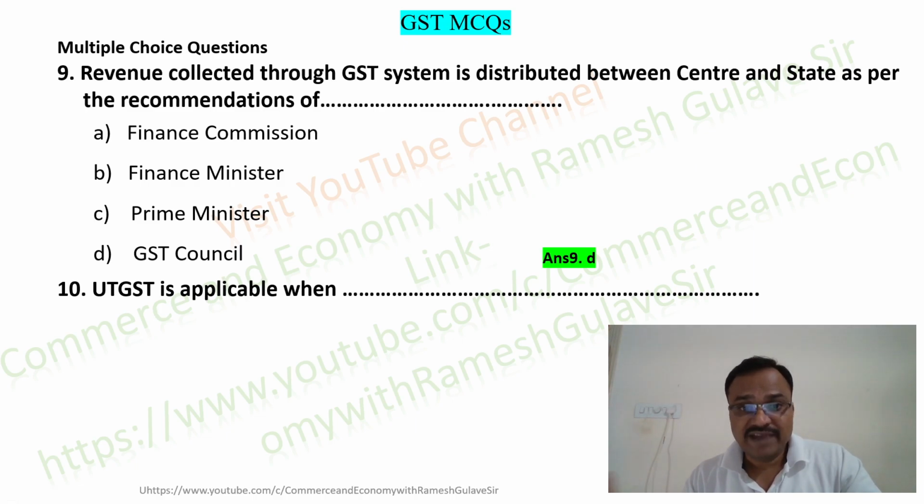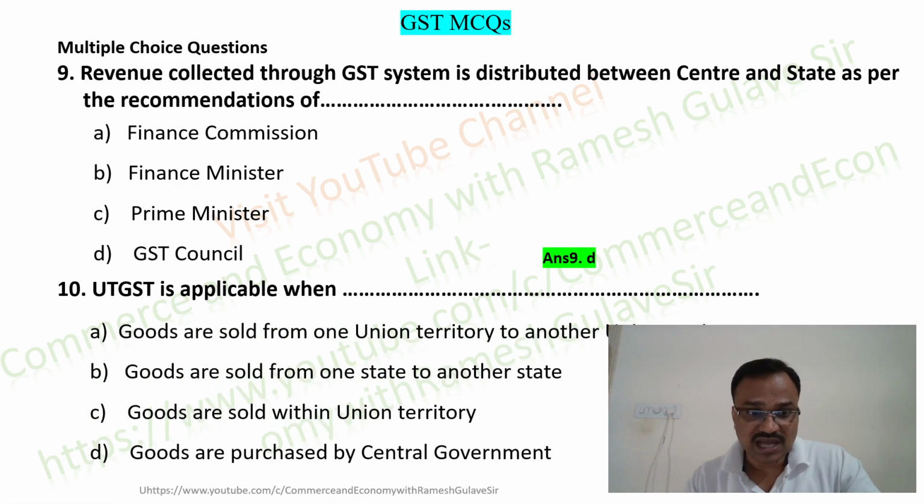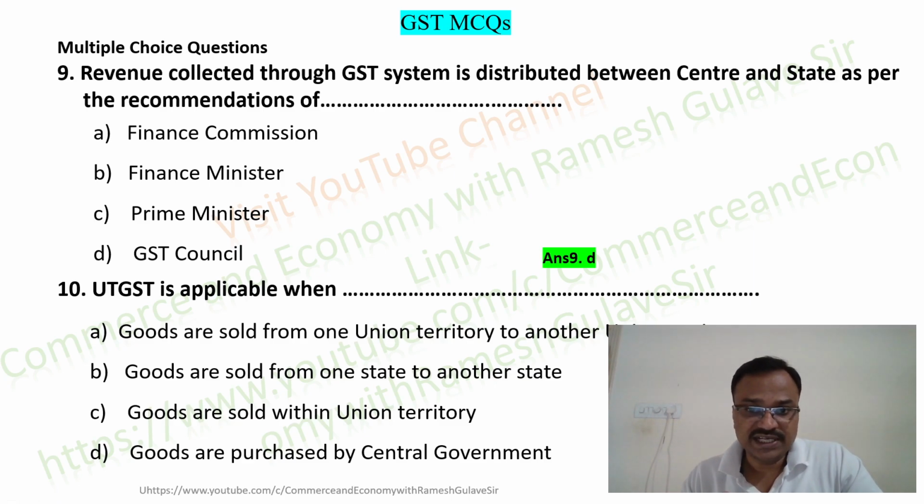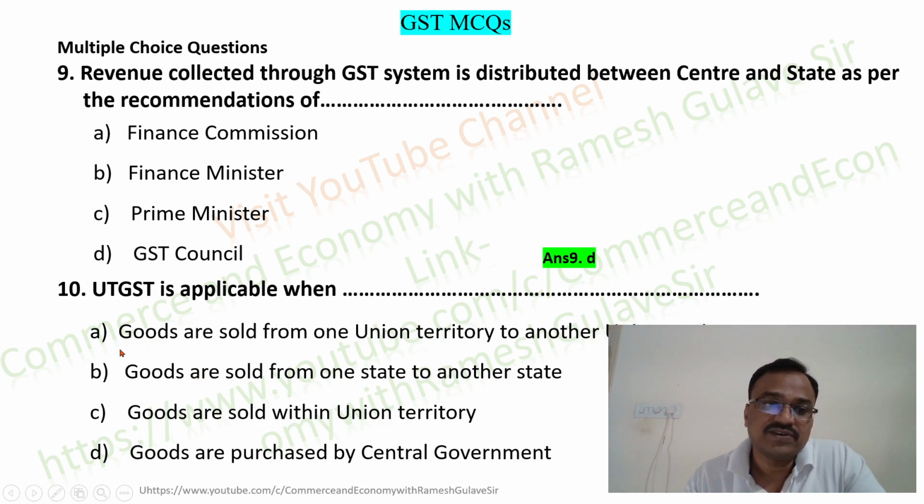When is UTGST applicable? Okay, and the options are in sentence form, so let us read these options one by one. The first option says, goods are sold from one union territory to another union territory. See friends, when goods are sold from one union territory to another union territory, or from one state to another state, we know there is IGST. Okay, so here UTGST is not the answer for the first sentence.